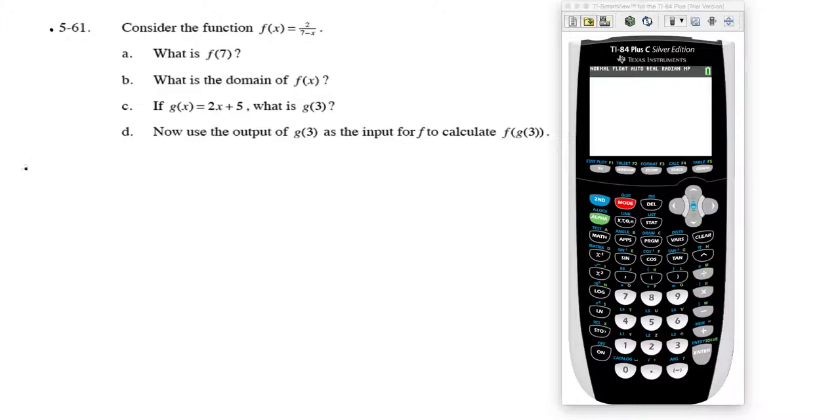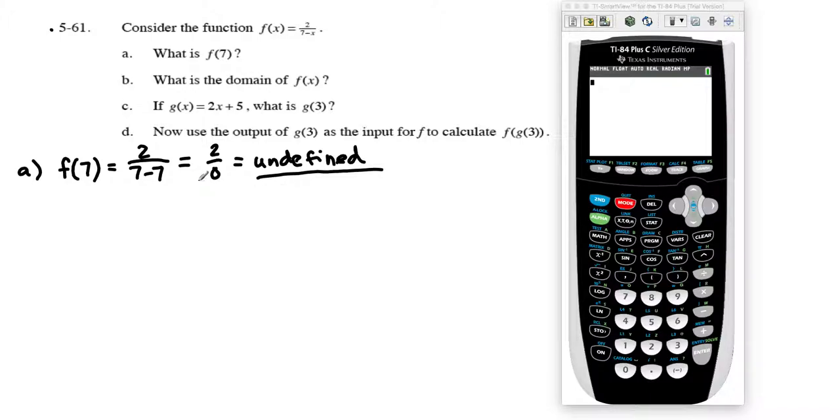Let's take letter A here. We're going to say the function f of 7 is going to equal 2 divided by 7 minus 7, which should give us 2 over 0. And you know that you can't have that, which means this is going to be undefined. Can't have a fraction over 0. So we said that that is undefined.